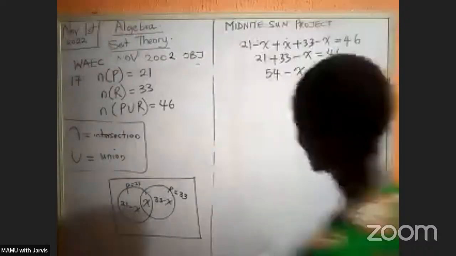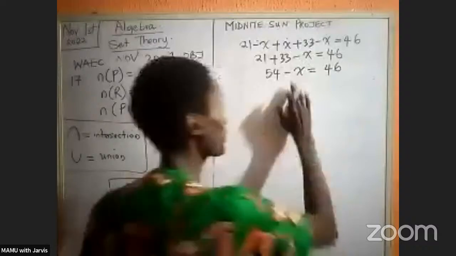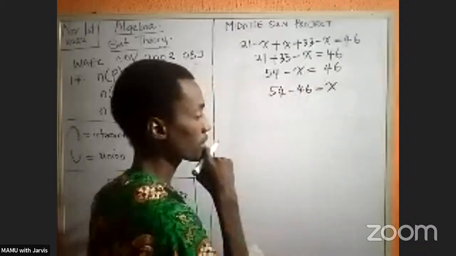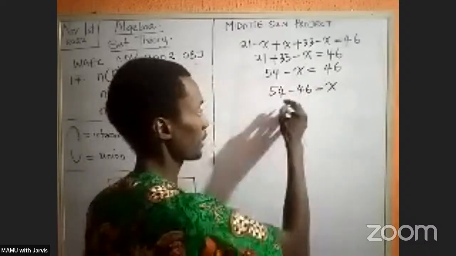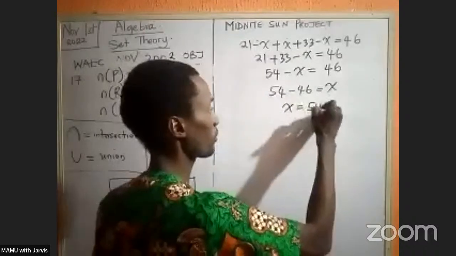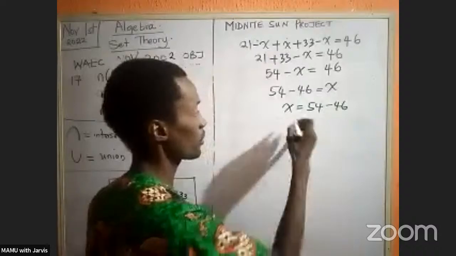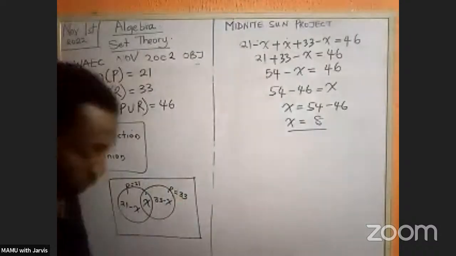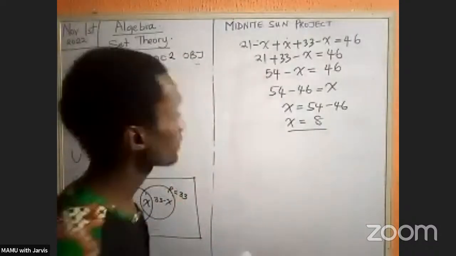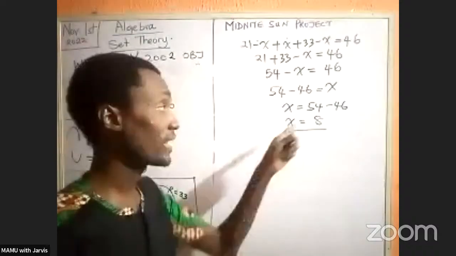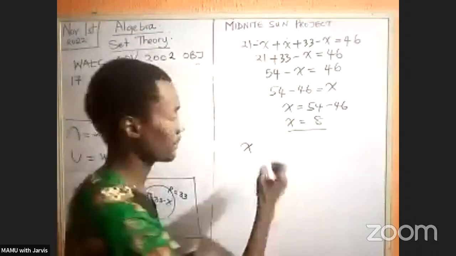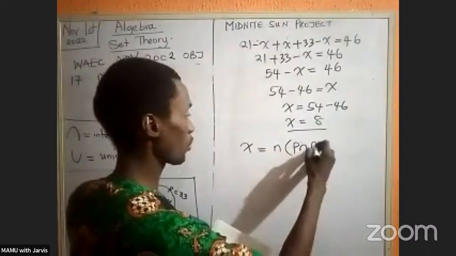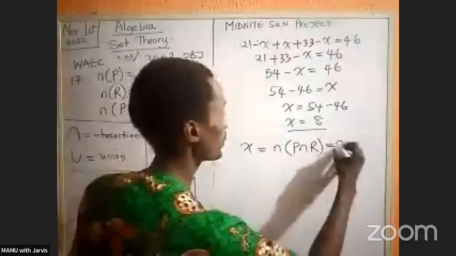That will be 54 minus 46 equal to X. All right? So if that is done correctly, it means that X will be equal to 54 minus 46. And so what does that give us? X becomes 8. So if you understand that, I will tell my examiner, if it will be a theory exam, that X is equal to the number of P intersection R, which is what we are told to find, and that will be equal to 8.